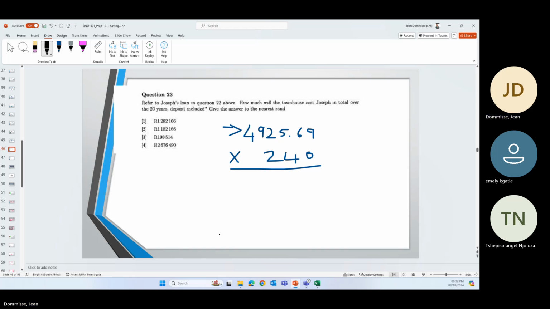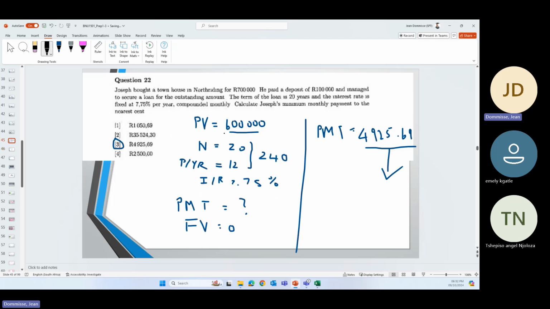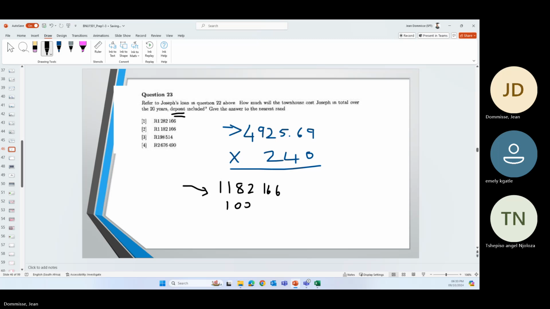I said, so 4925.69 times 240 is 1,182,166. Okay, so that was how much he paid on the home loan, how much he paid back. Then remember there was a deposit of 100,000. So the deposit plus how much he paid back will give you the total amount he paid. So that is 1,282,166, which is option 1.